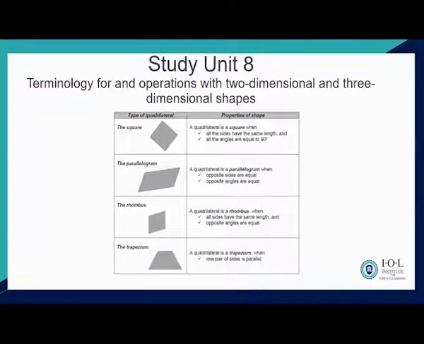3-dimensional and 2-dimensional shapes, the square, the parallelogram, the rhombus, the trapezium. Have a look at the different types of quadrilateral and especially the properties. Very important.